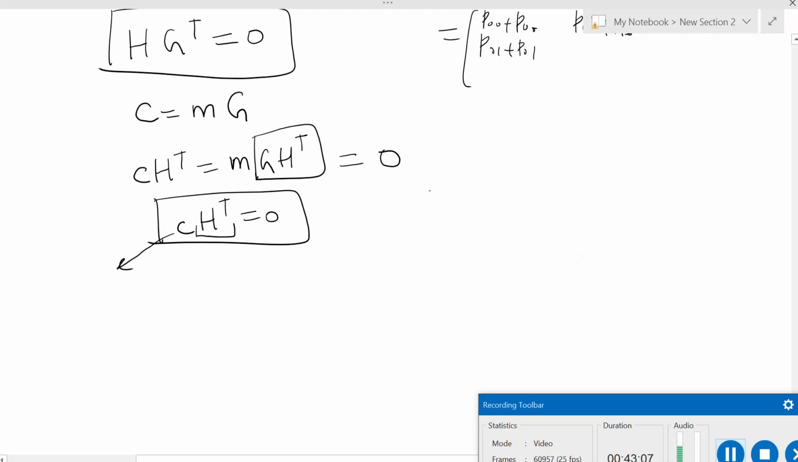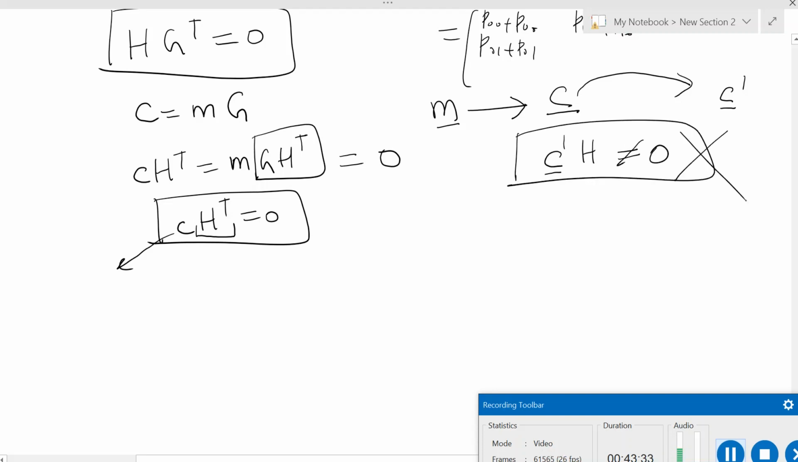Suppose you have a message M, you encoded it into code word C, then you transmitted this code word over the channel using usual modulation schemes, BPSK, QPSK, whatever. Suppose there is an error, and you receive some C dash. Whether there is an error or not can easily be detected, because if C dash H transpose is not 0, then definitely it is not a code word. So it means there is an error. And in fact, it will give us a way to correct the error also.